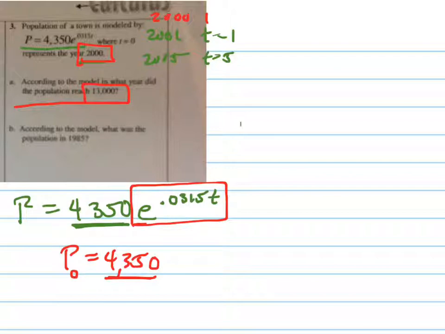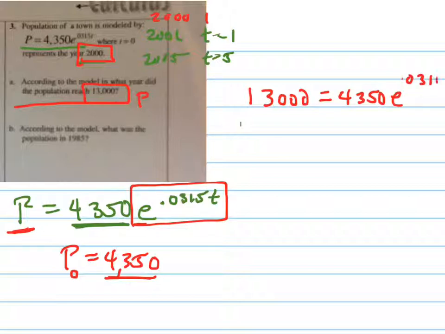But now what's happening is they're saying, according to the model, in what year did the population reach 13,000? So now my P, this is the new population. So P is 13,000, and now I need to solve this equation, e to the 0.0315t. I have to solve that equation for t, and there's my t right there. Well, how do I get my t out of the exponent? This is where logarithms come in.